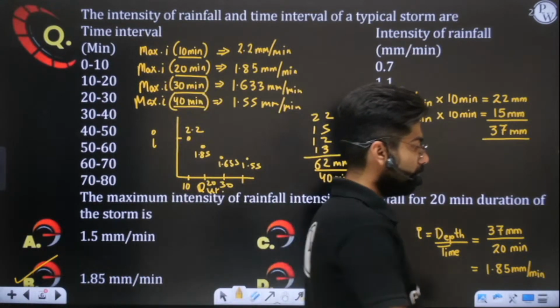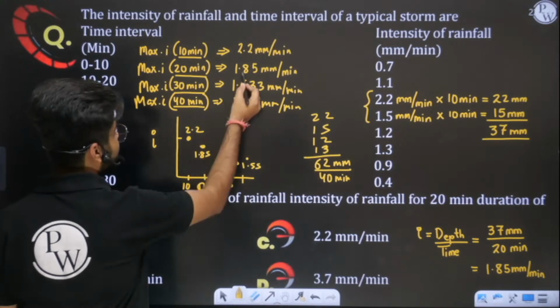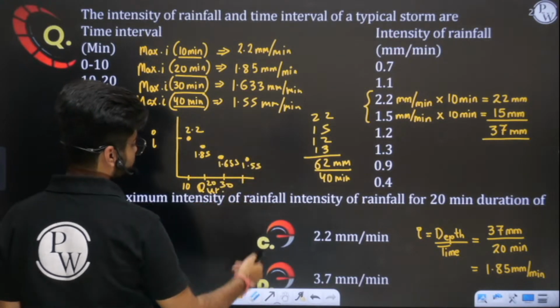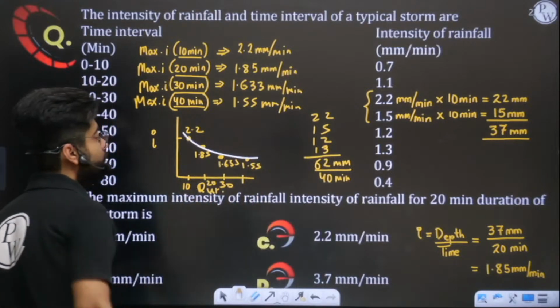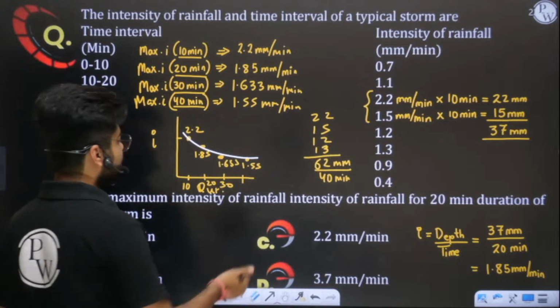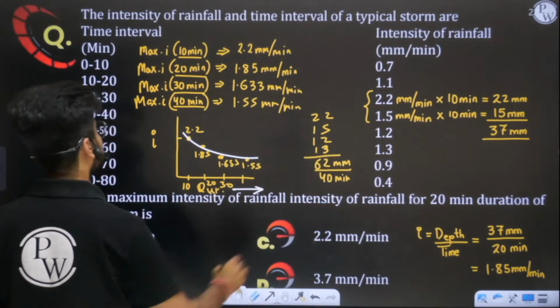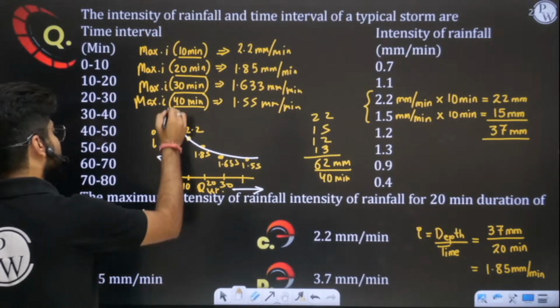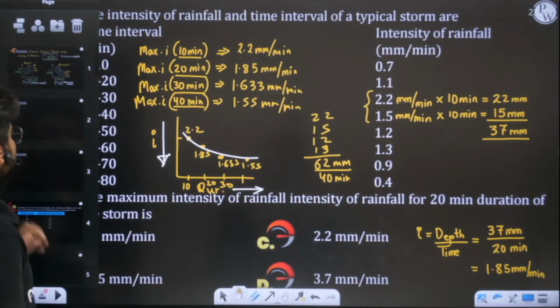Yes or no? So these points we have obtained: 2.2, 1.85, 1.633, 1.55, and then we have to join them. Yes or no? So this is I versus D. And you can see as duration is increasing, intensity is going down.